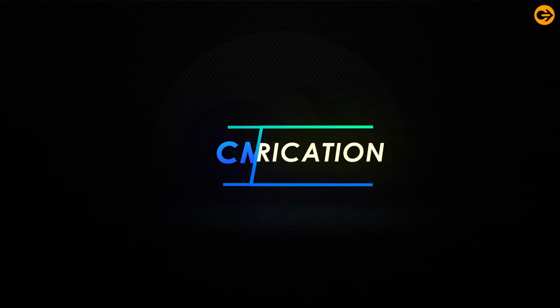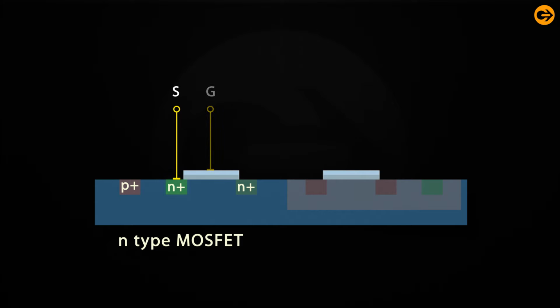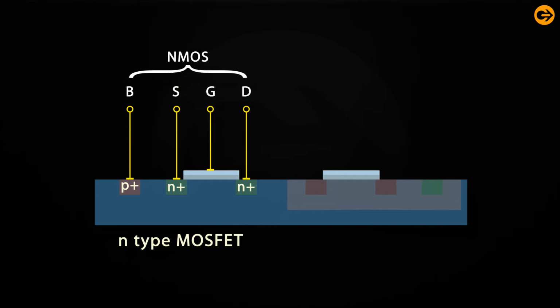Today we are going to discuss the fabrication process of the CMOS or complementary MOSFET. CMOS or complementary MOSFET is an active device consisting of one N-type MOSFET with source S, gate G, drain D and body B terminal and another P-type MOSFET with the same 4 terminals.